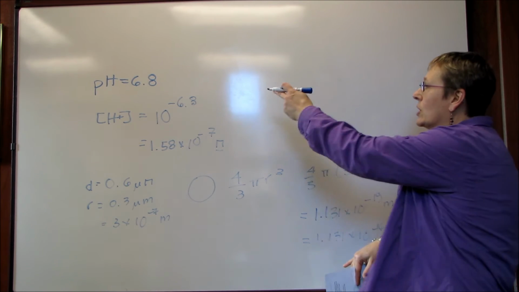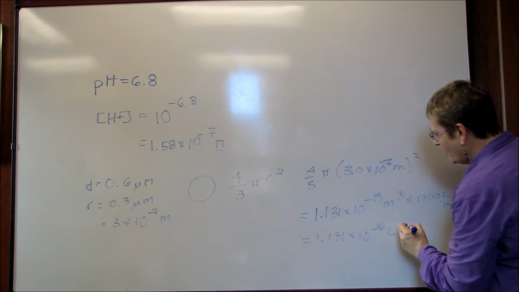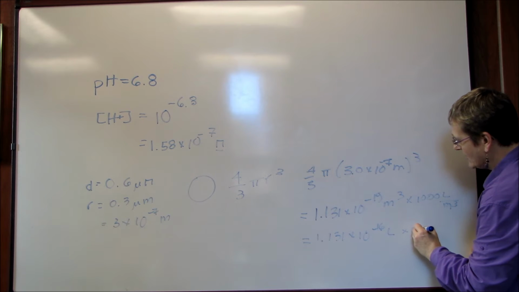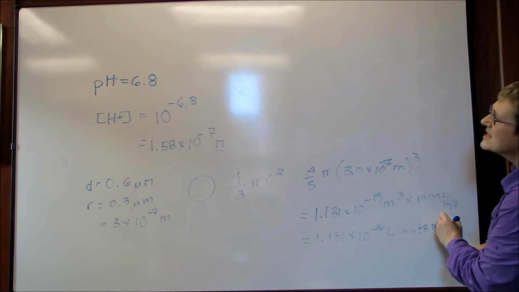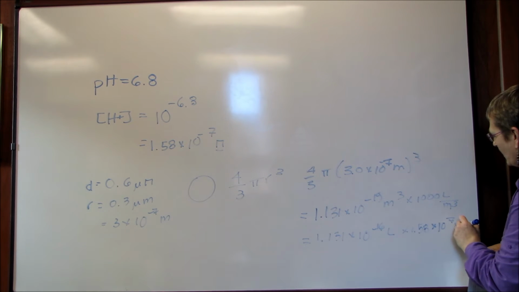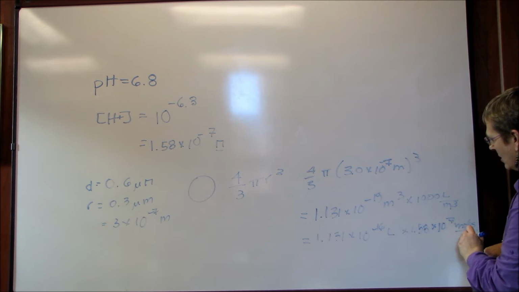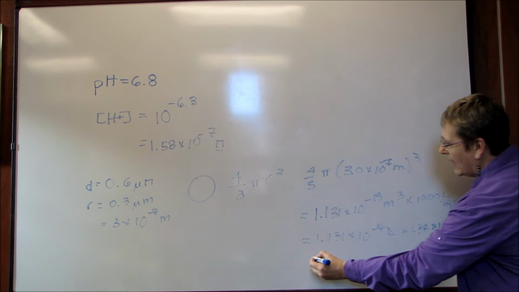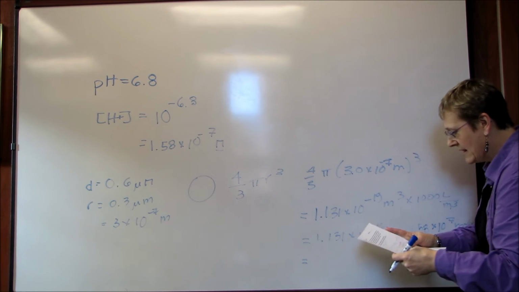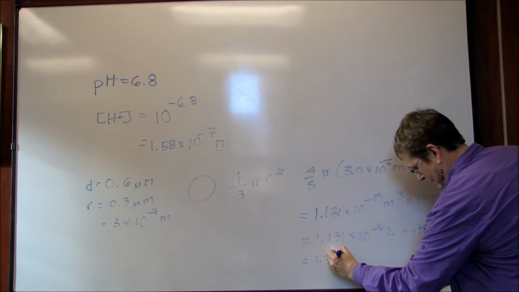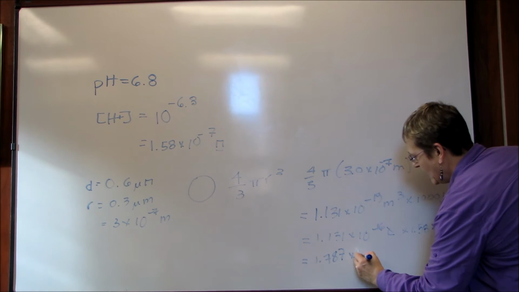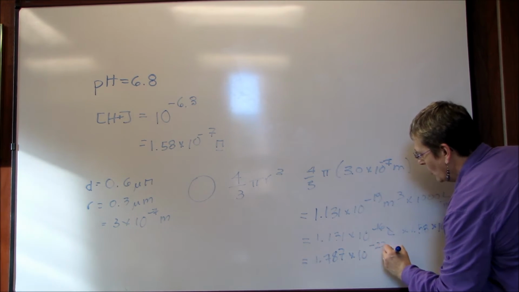All right, we know our concentration, we know our volume. So if we take this volume and multiply by the concentration, 1.58 times 10 to the minus 7 moles per liter, our liters cancel out, and we have now 1.787 times 10 to the minus 23rd moles.